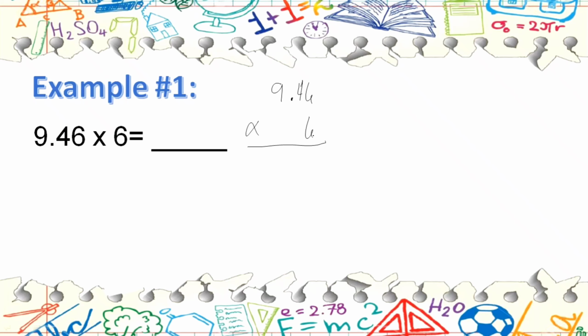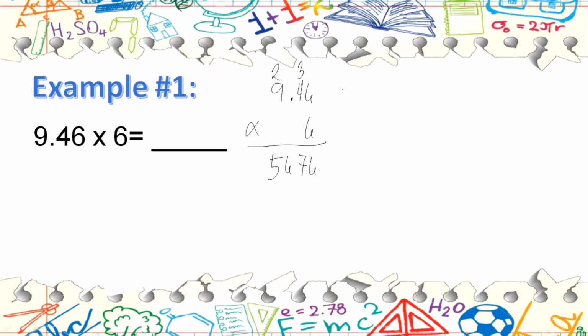So, we have 6 times 6, we have 36. So, we will write 6 carry 3. 6 times 4, we have 24 plus 3, that is 27. So, we will write 7 carry 2. 6 times 9, we have 54 plus 2, that is 56. So, we will write 56. Next, step number 3. Ito na yung bibilangin natin yung decimal places ng ating given.